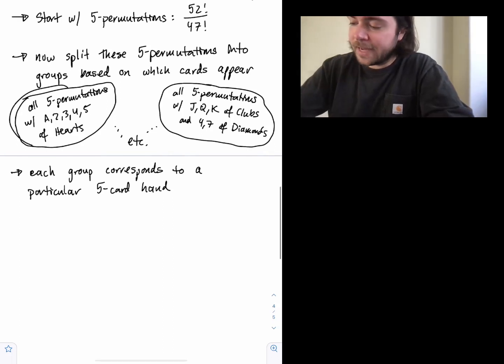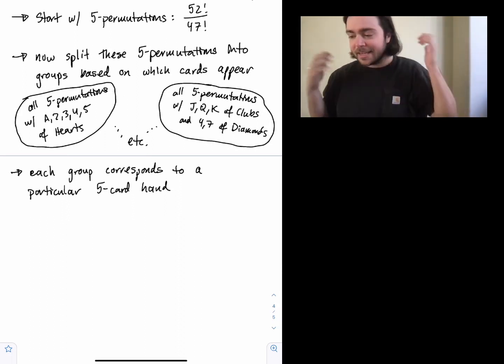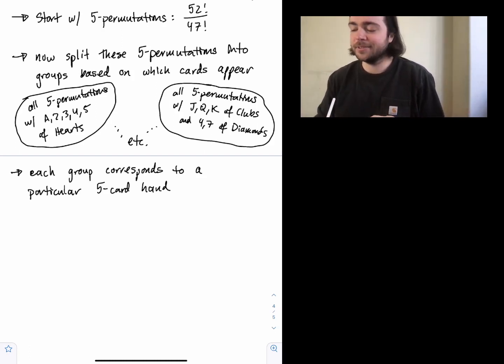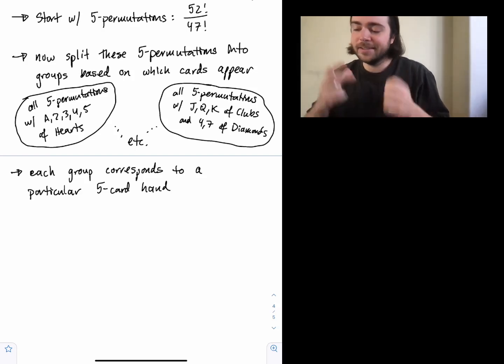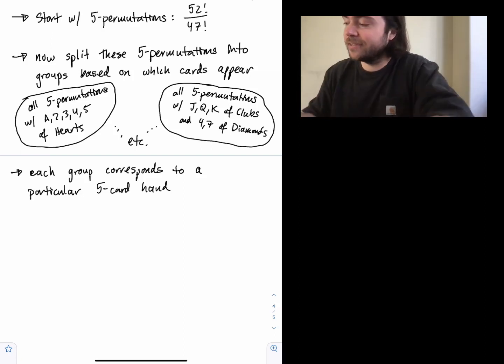This would be the 5-card hand where we have those 5 cards, right? Each one of these groups, since I group them by which 5 cards appear in that 5 permutation, I can naturally have each of these groups correspond to a particular 5-card hand. Each 5-card hand corresponds to the group containing all the 5 permutations of those 5 cards.